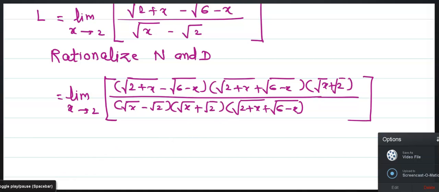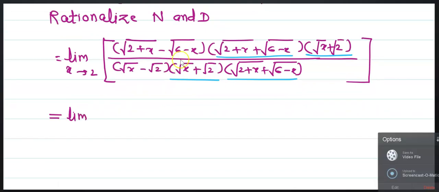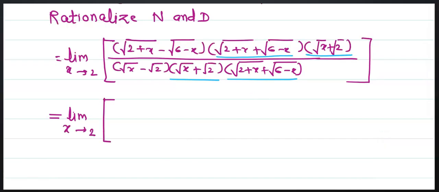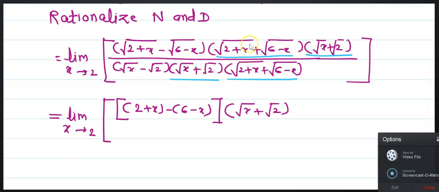Therefore, see this here. Now, these are the terms. We are underlining the terms. Now see this. The radical sign will get cancelled here. That is 2 plus x minus root of 6 minus x upon root x plus root 2. This is the remaining term. That is the product of these two terms is in bracket 2 plus x minus 6 minus x, and the remaining term is root x plus root 2. This is the remaining term.